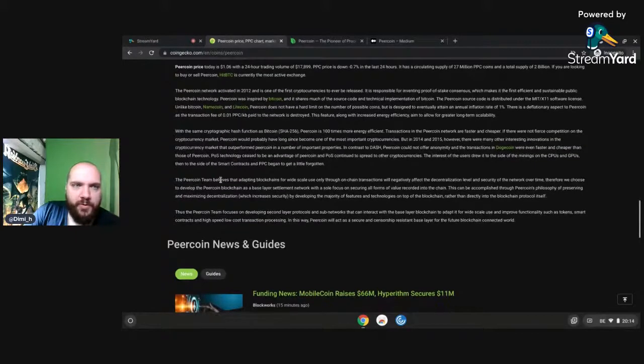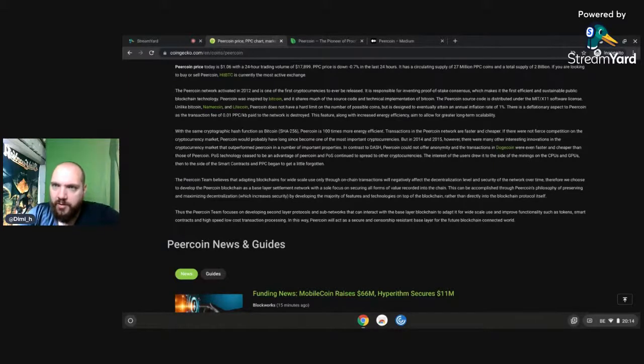Anyway, with the same cryptographic hash function as Bitcoin, SHA-256, Peercoin is 100 times more energy efficient. Okay. Transactions in the Peercoin network are faster and cheaper. Okay, that's a direct result of the proof of stake, and from what I can tell, other technical aspects. However, faster and cheaper remains to be seen in reality. Everything depends on block size and how intensively used the blockchain is.